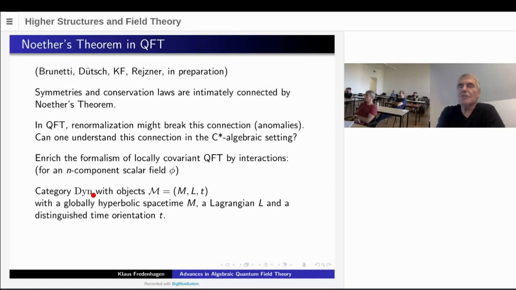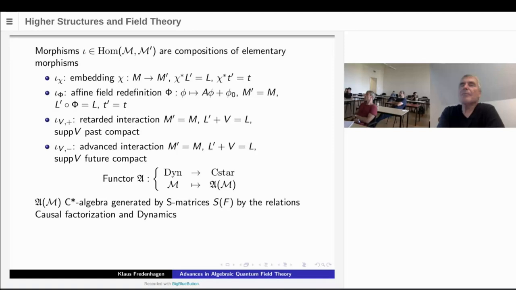And the objects are now triples, where M is a globally hyperbolic spacetime as before, L is a Lagrangian. And we also have to fix a distinguished time orientation. And we consider now in this category morphisms. And we have these morphisms which we already considered in this locally covariant framework, namely embedding of one manifold into another manifold, and such that now the pullback of the Lagrangian L prime is just L, and of course the time orientation should also be related by this embedding chi. So these are the arrows we already had in the previous framework.